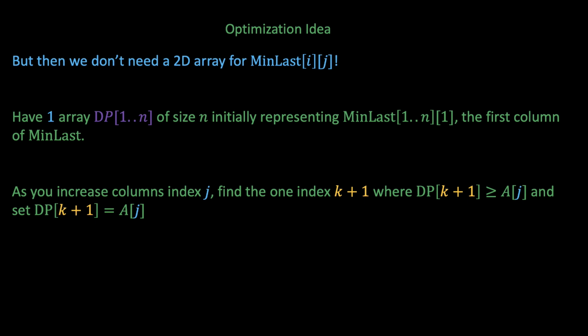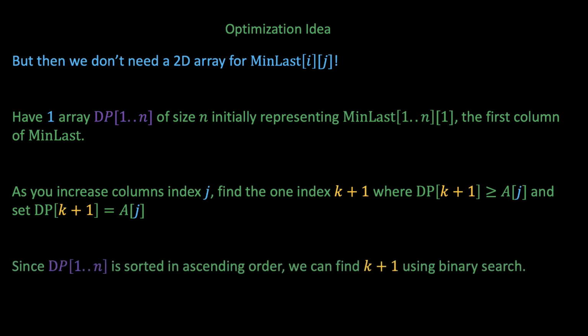As we proved, since the column of min last is always sorted, then dp is always sorted, and so we can binary search in DP to find the index k plus 1 in O of log n time. After updating its value, the new DP table represents the jth column of min last.